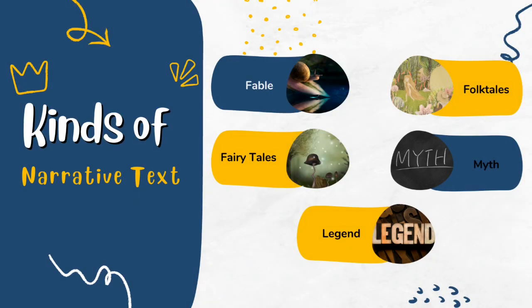Kinds of narrative text. There are 5 kinds of narrative text. First, fable. Fable is a short story, typically with animals as characters, conveying a moral. Second, folk tales. Folk tale is a story originating in popular culture, typically passed on by word of mouth. Third, fairy tale. Fairy tale is a children's story about magical and imaginary beings and lands.